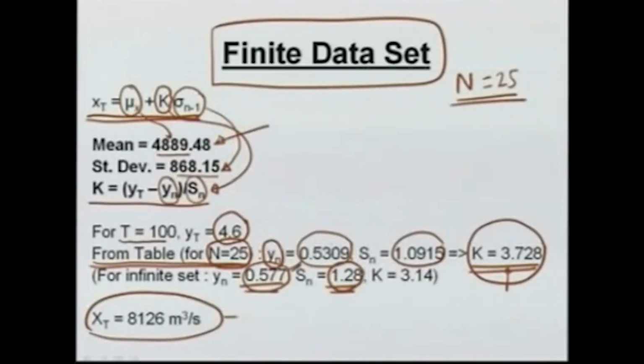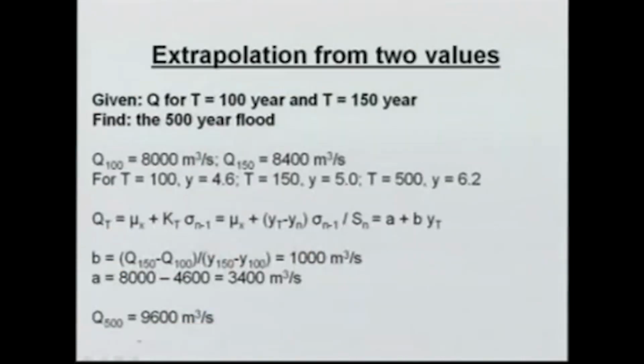So, for a finite data set we need to correct. These tables will be available in various references or books, and we need to correct it and then obtain the value of the flood. So, in this case we obtain 8126. Earlier we had obtained 8000 meter cube per second. So, they are very close to each other.